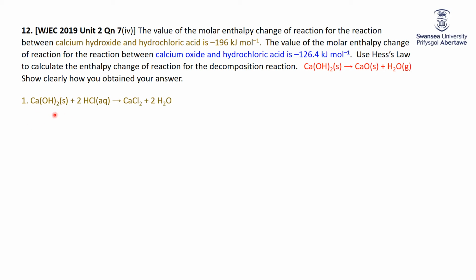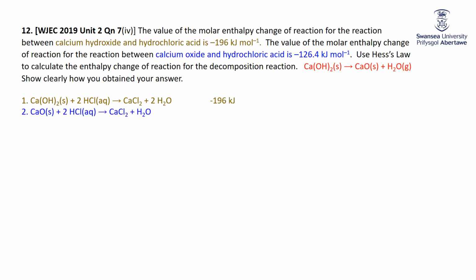This is a hydroxide, it's a base, reacted with HCl, so it's a neutralization. You should know this reaction, right? We get water, making 2 waters because we've got 2 H's and 2 OH's there, and then we make the calcium chloride. Okay, next reaction, calcium oxide and hydrochloric acid.